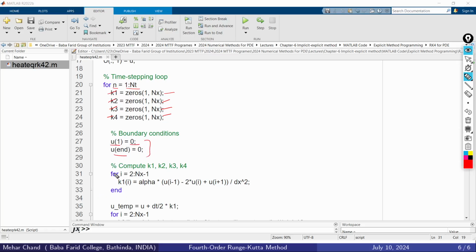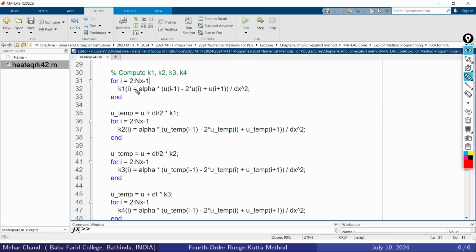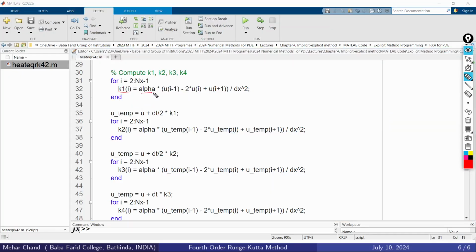Now this part is important to discuss here: how we can implement our code to find the values of K1, K2, K3 and K4. This is quite simple to implement here. So here the first equation, which is K1i is equal to alpha u_{i-1}^n minus 2 u_i^n plus u_{i+1}^n upon delta x square. This can be easily implemented in MATLAB. You can see here this is K1i is equal to alpha u_{i-1} minus 2 u_i plus u_{i+1}, and upon we have delta x square.